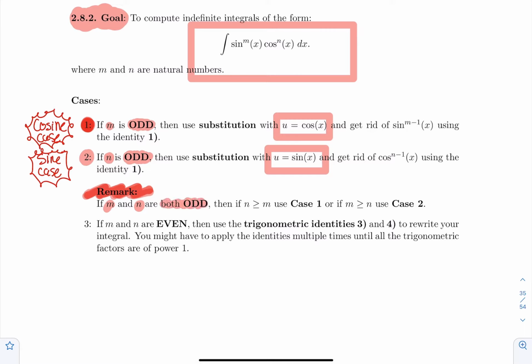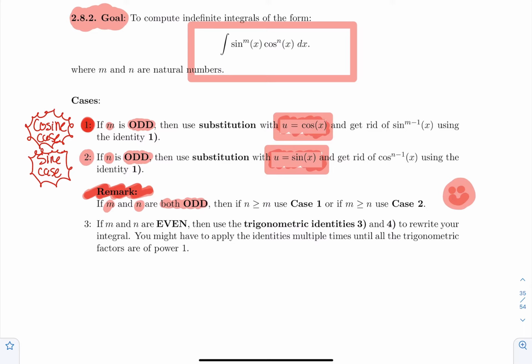So basically you can do whatever you want when both are odd, but it will be easier if you use the bigger one. If m is the biggest odd number, using u equals sine of x is going to be easier. If n, the power of cosine, is odd and is the bigger number, then you should use u equals cosine of x. So when both are odd, it's good. And actually, as soon as one of the powers is odd, it's one of the easier scenarios. When they're both odd, it's super easy and you have a bunch of ways of doing it, but it's simpler if you pick the bigger one for the u substitution.